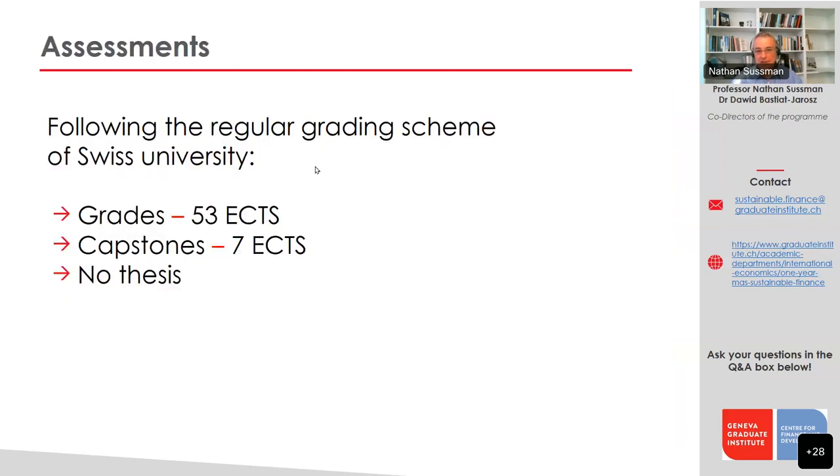In terms of assessment, this is a 1 year master program. 53 of the credits within the program will be credited according to the course credits, so exams or other assignments in the course. 7 credits will be allocated to the capstone project. This is the consulting project that will be conjoined with the practical sustainable finance course that David and I will provide. There's no thesis requirement in this 1 year master. That's what distinguishes it from the longer masters: you don't require a thesis.